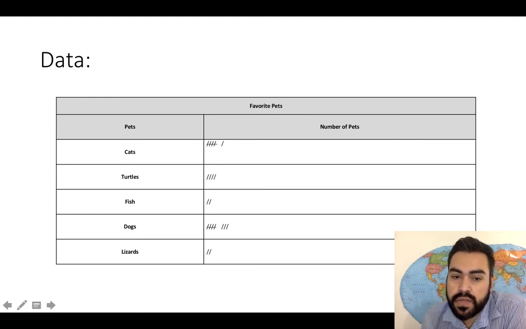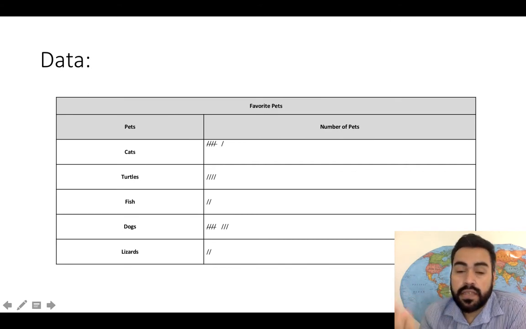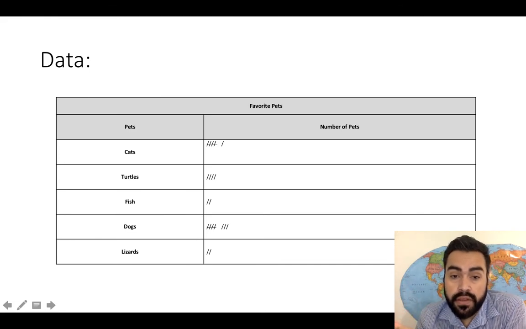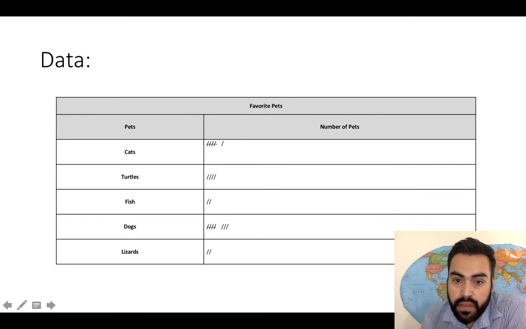Well, we see 4 students like turtles, 2 students like fish. So 2 more students said that a turtle was their favorite pet compared to the fish. I can go in and say, okay, what was the most popular pet? If we look and analyze our data, interpret it, we see that dogs had the most votes, the most students like dogs. And we look at cats, which was number 2, and we say which was second, and 2 more students like dogs versus cats.